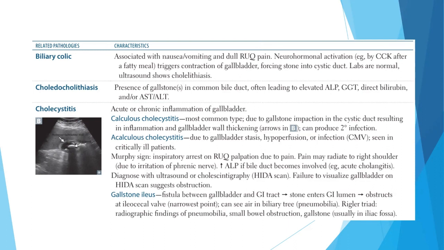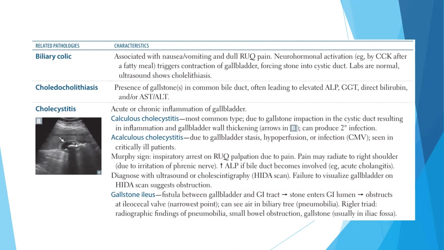Murphy sign is when there is inspiratory arrest on right upper quadrant palpation due to the pain. The pain may radiate to the right shoulder due to irritation of the phrenic nerve, and there is increased ALP if the bile duct becomes involved, for example in acute cholangitis. The diagnosis is with HIDA scan, the scan that you have seen in the first part of the video, where you will not be able to visualize the gallbladder on the HIDA scan, suggesting obstruction. Gallstone ileus: there is a fistula between the gallbladder and the GI tract.